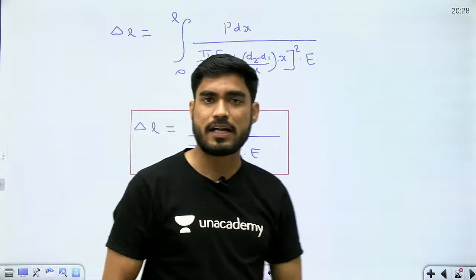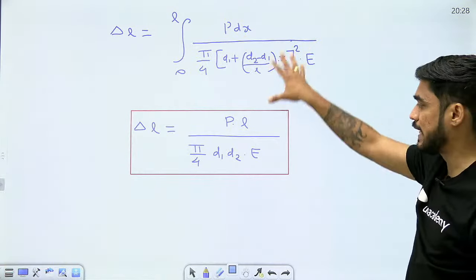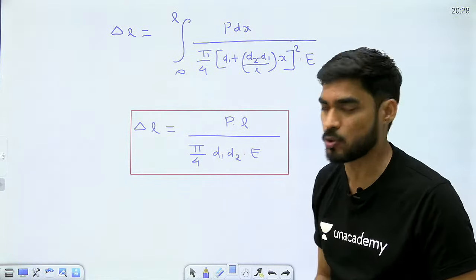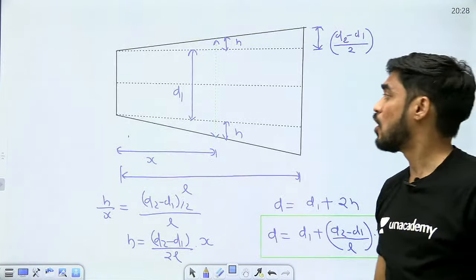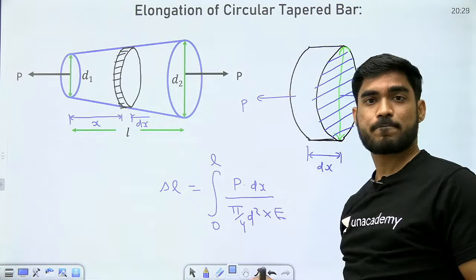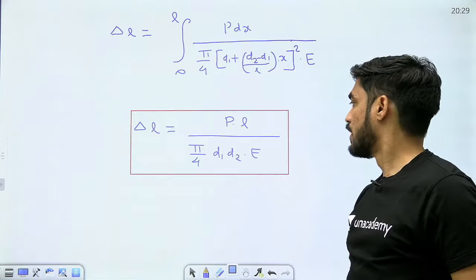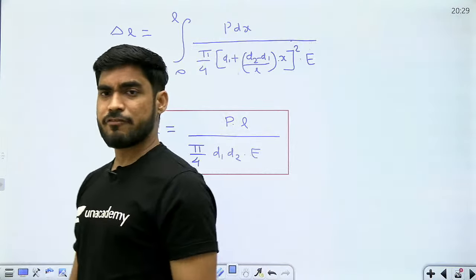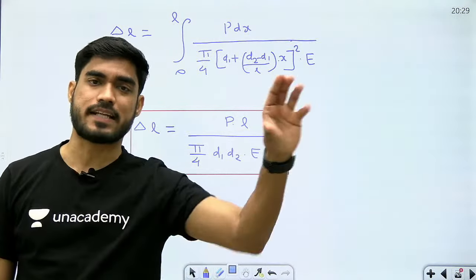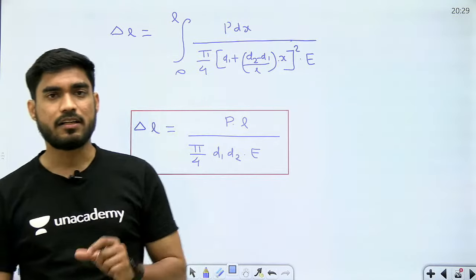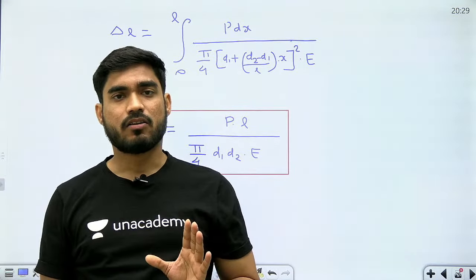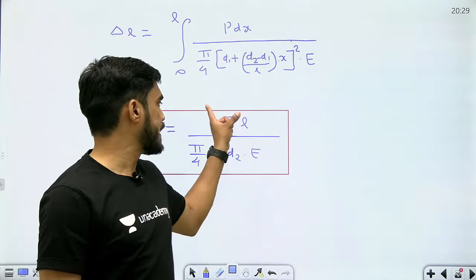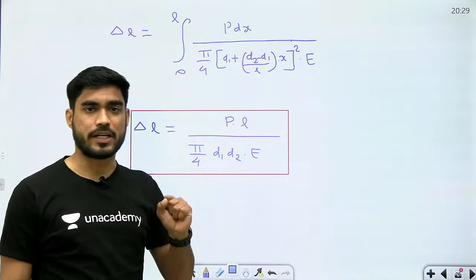Okay. So beta, if you want, you can do the integration on your own and you can see you are going to get this equation: delta L equals PL upon pi by 4 d1 into d2 into E. This is the change in length of a circular tapered bar. Now understand beta, if you want to remember this equation, very simple trick. If the cross section is constant, then what is the equation? PL upon AE. And what is the area of a circular bar? Pi by 4 d square. So PL upon pi by 4 d square into E.